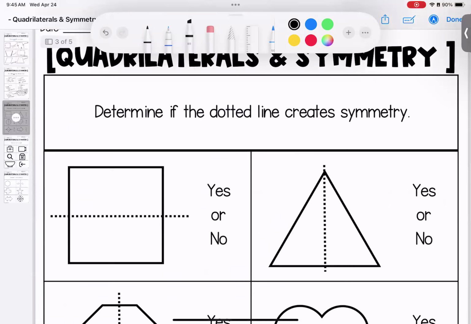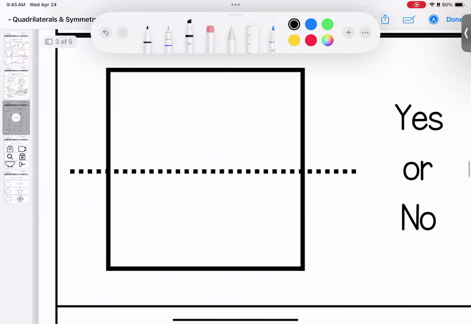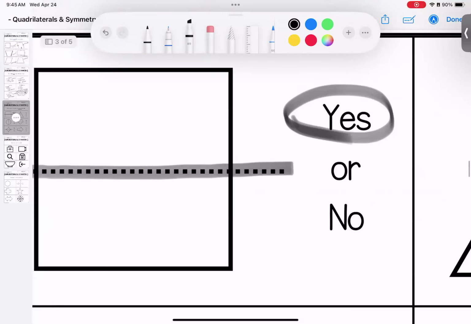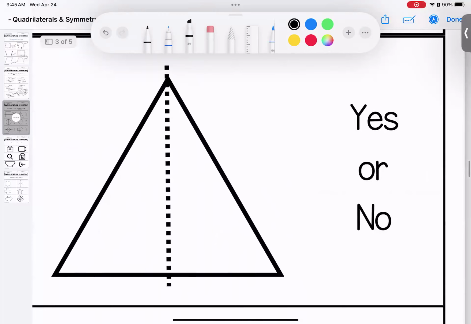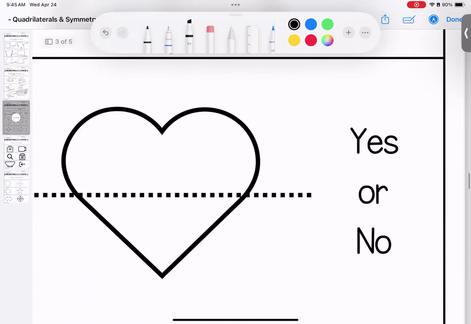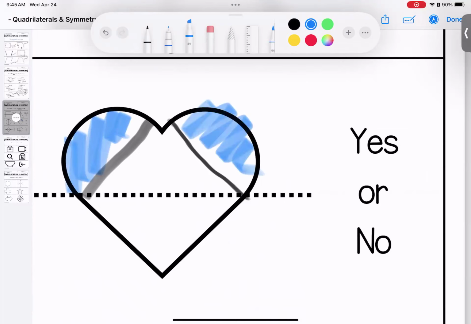All right, we are looking to see if this creates lines of symmetry. Remember in class we talked about folding that piece of paper. So if I were to fold this square on this line, would both of my sides match? Yes, this is a line of symmetry or a line that we can fold on. This triangle, if I fold it down this line, is this a line of symmetry? Yes, both sides are going to match. If we're looking for the heart, is this going to match? No, because if we imagine this piece coming up, it's going to leave these 2 pieces open with no match.